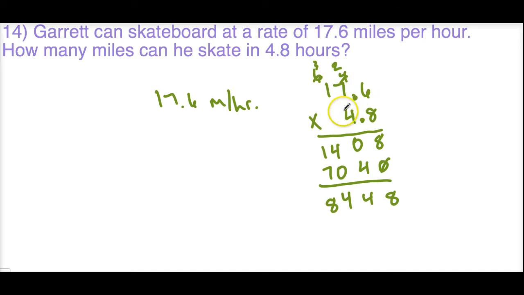So now I have to figure out where my decimal is going to be in our answer. And we have 1 place after the decimal here and 2 for this one counting total. So 1, 2. So I do the same thing in my answer. So my answer will be 84.48. Now let's go back in the problem and see what the unit's going to be. How many miles can he skate in 4.8 hours? So he's going to skate 84.48 miles.